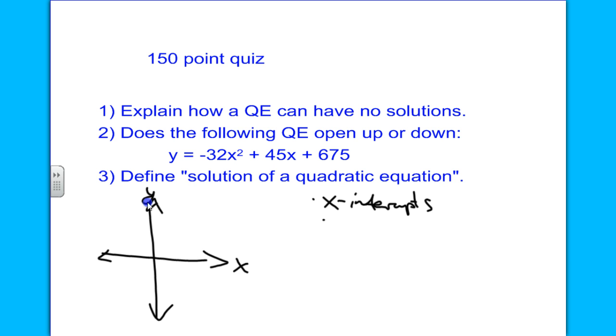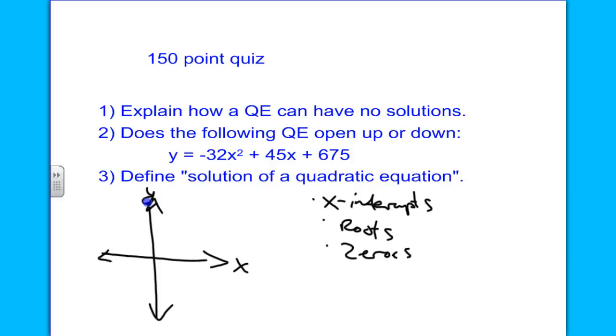Give me another answer to number 3. Another definition for solutions. Roots. Roots. And the final one. Who knows the final one? Michaela: The zeros. I think you add an E when you do that. Okay, so back to number 1.